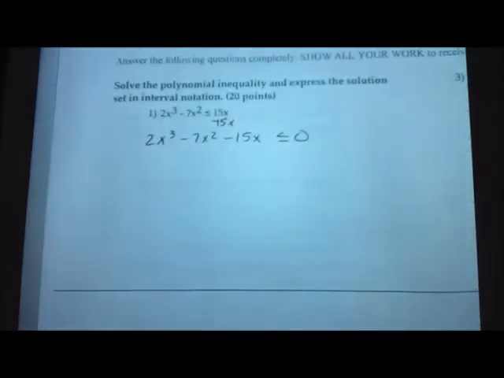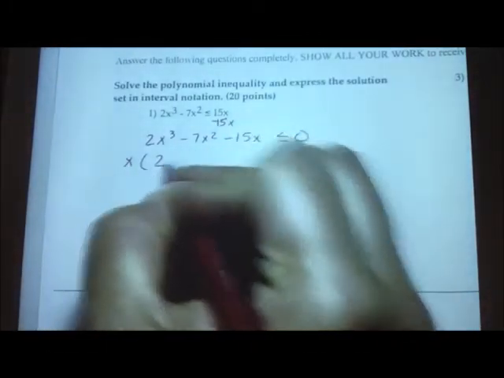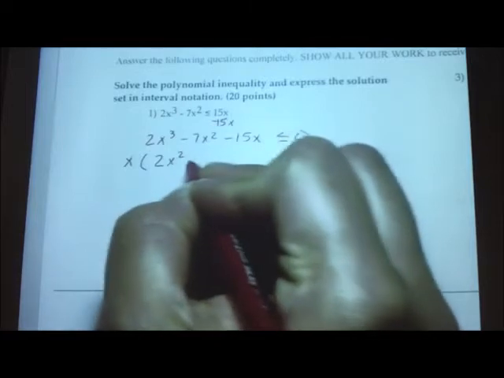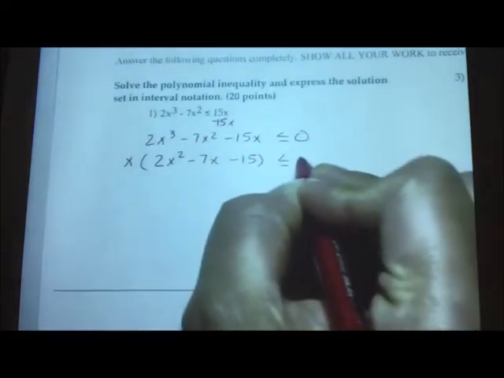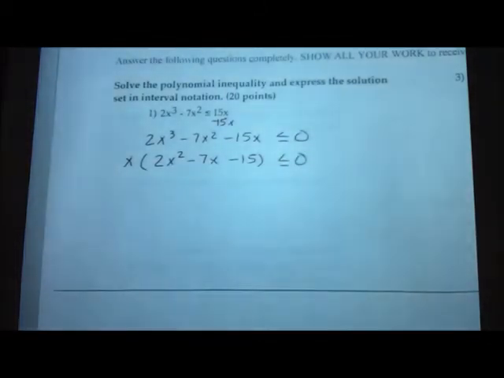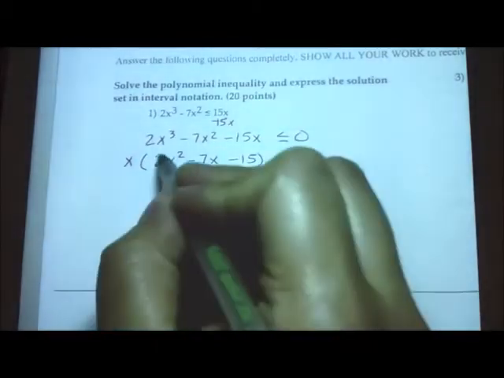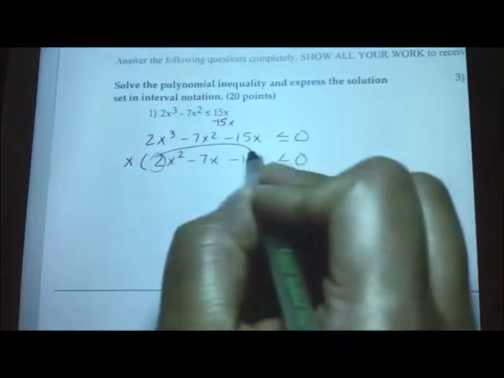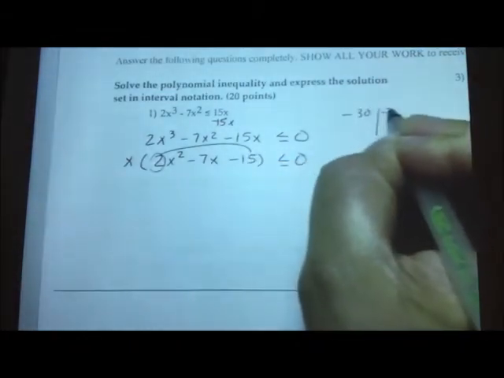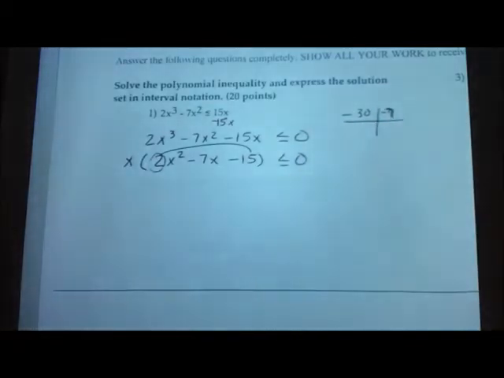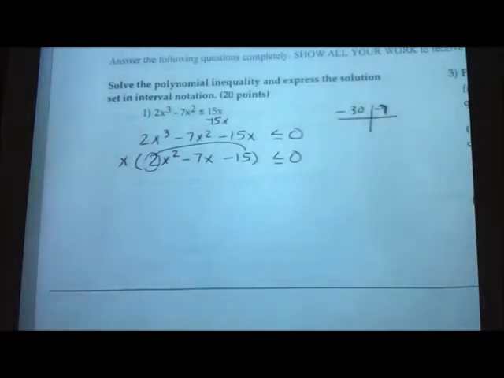Take out the x. So we could factor out 1x, and I have 2x squared minus 7x minus 15 less than or equal to 0. Can I factor that in the middle? Yes. So what's the first step to that? To multiply the 2 into negative 15. Very good. Multiply these two, so I get a negative 30 and I need to get to negative 7. So what are my factors of 30 that would give me a 7?